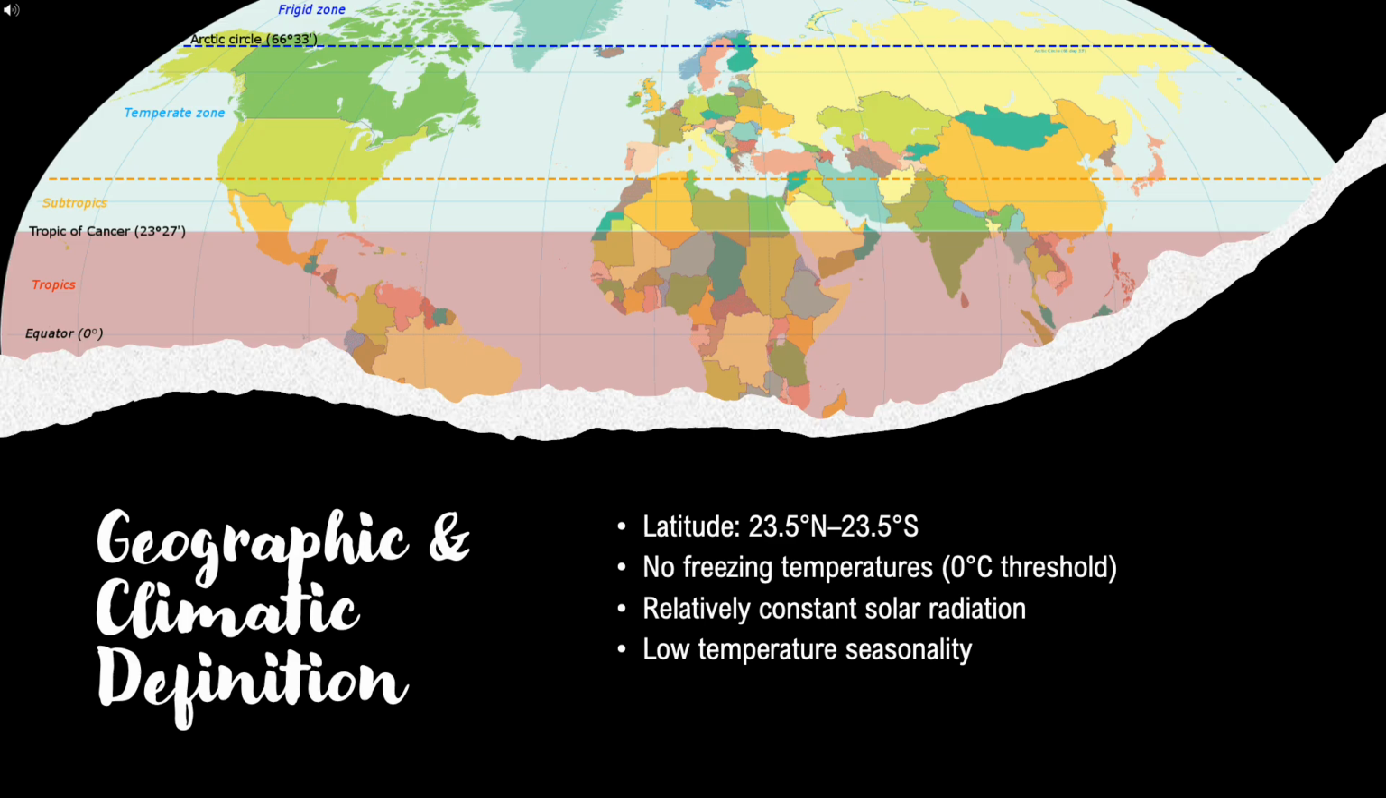Second, solar radiation is relatively constant throughout the year. Near the equator, the sun is always high in the sky. This means energy input to the ecosystem, the fuel for photosynthesis and all biological processes, is essentially constant year-round. And third, temperature seasonality is very low. In a temperate climate, seasons are defined by temperature: spring, summer, autumn, winter. In the tropics, seasons are defined by water. This distinction shapes everything from leaf flush timing to animal behavior to the way you design drainage systems.